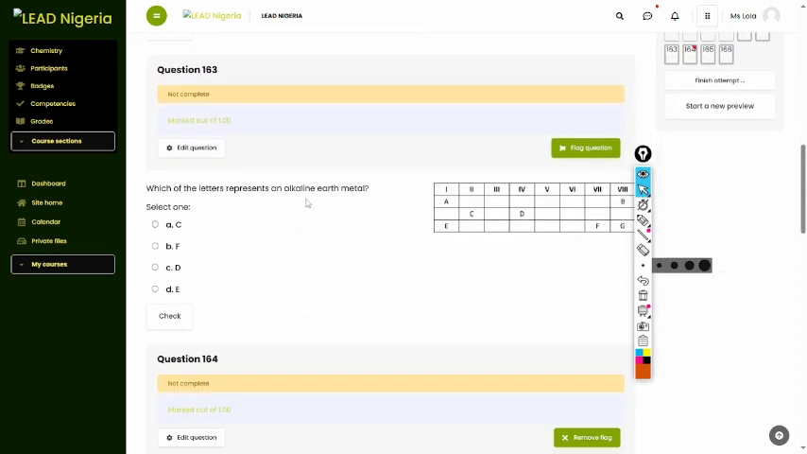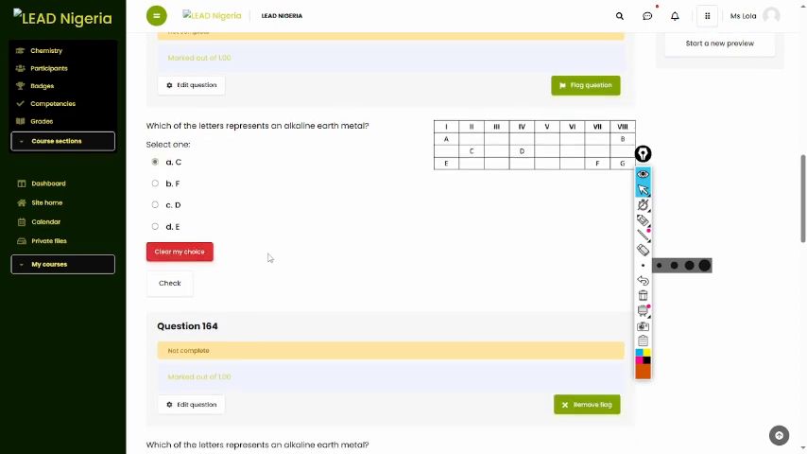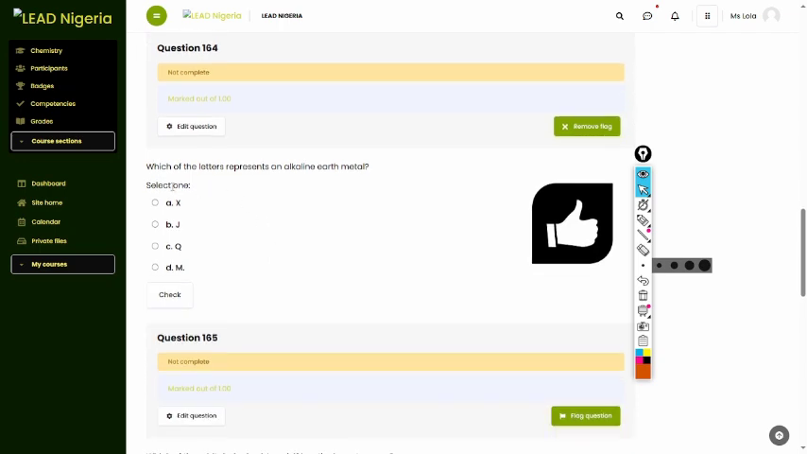Which of the letters represents an alkaline earth metal? Alkaline earth metals are found in group 2 of the periodic table. So the letter found in group 2 is C. The correct answer would be C. Which of the letters represents an alkaline earth metal? Okay, so this question does not have enough information for us to give an answer. So we're going to skip this one too.